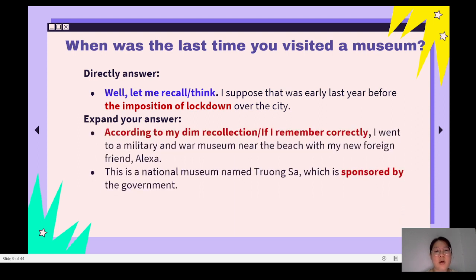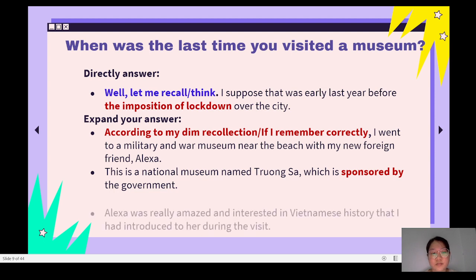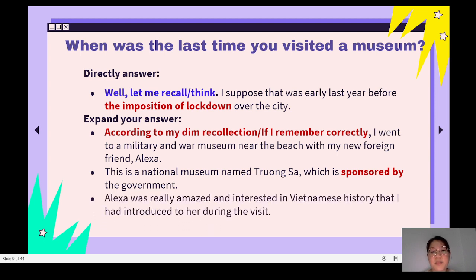Well, let me recall or think. I suppose that was early last year before the imposition of lockdown over the city. According to my dim recollection, or if I remember correctly, I went to a military and war museum near the beach with my new foreign friend Alexa. This is a national museum named Trường Sa, which is sponsored by the government. Alexa was really amazed and interested in Vietnamese history that I had introduced to her during the visit.